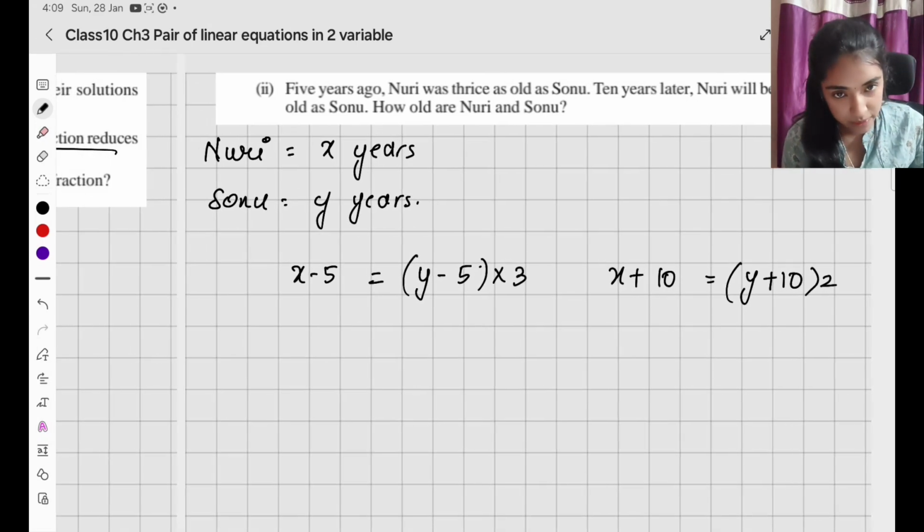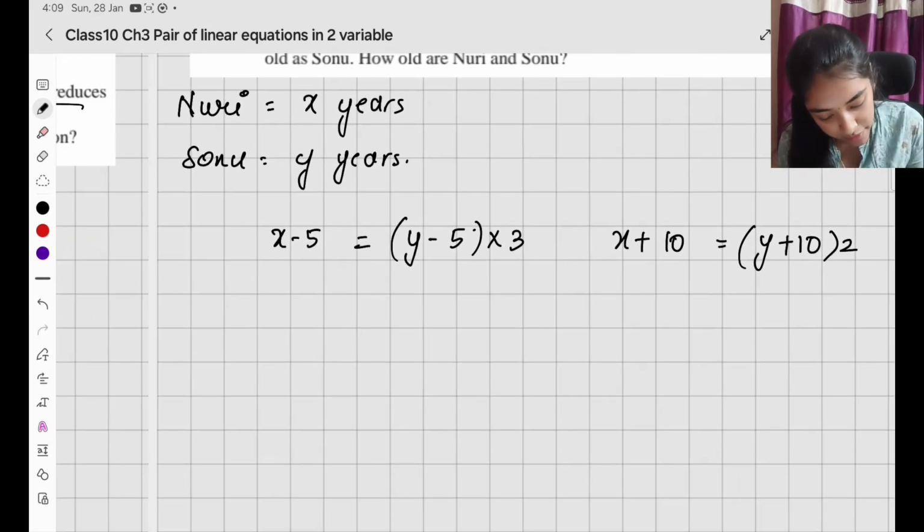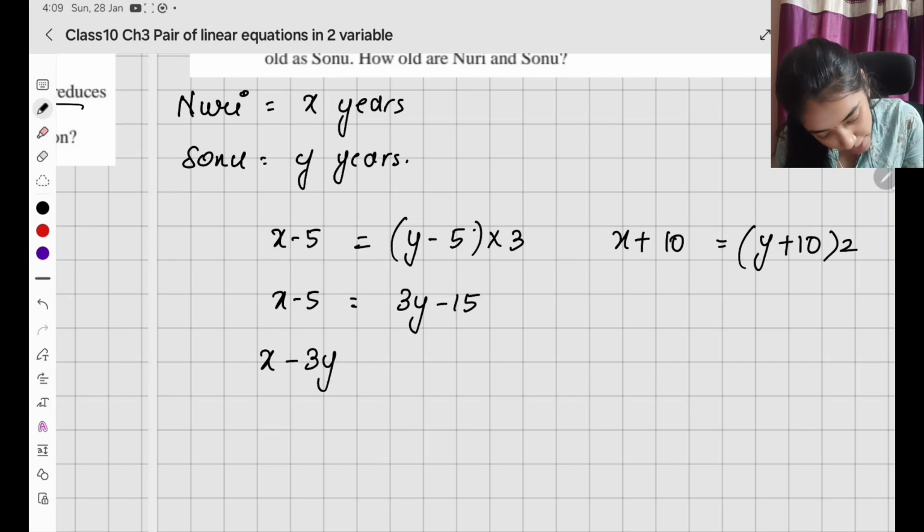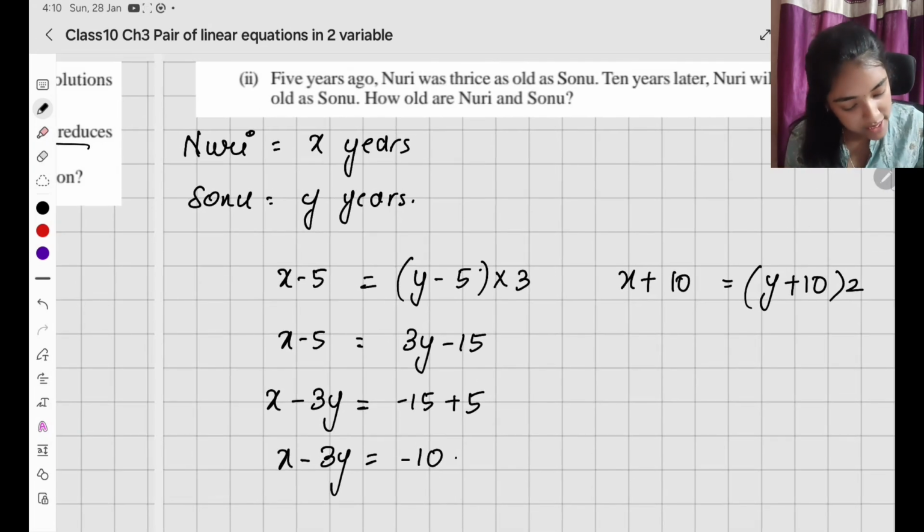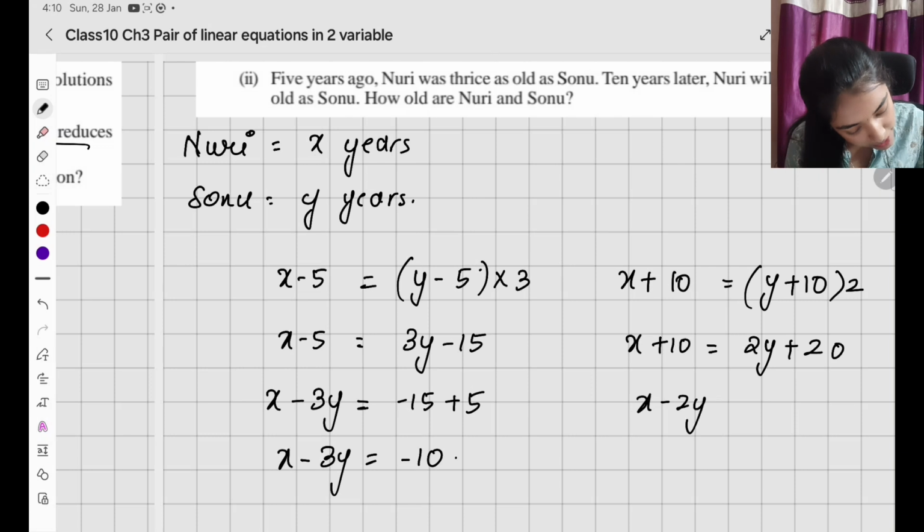Okay, have you written the simple equations? Now when we simplify this, we have x minus 5 equals 3y minus 15. So from this we have x minus 3y equals minus 15 plus 5, x minus 3y equals minus 10. This is the first equation. Second equation: x plus 10 equals 2y plus 20. So x minus 2y equals 20 minus 10, which is going to be 10.